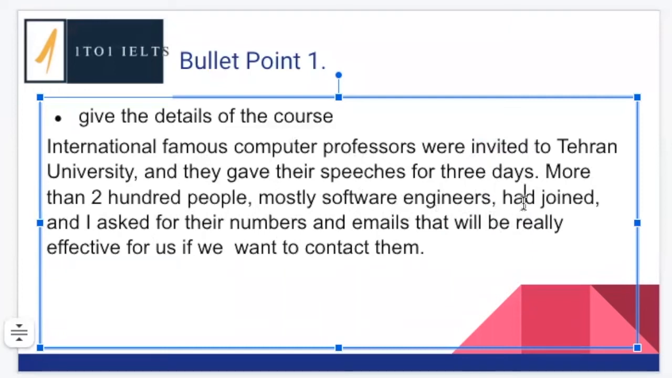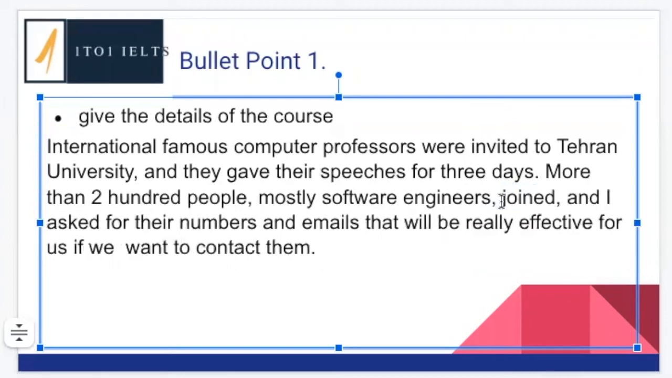Why are we using the past perfect here? So usually with the past perfect, you would use it when you have an event in the past, and then you're talking about something before that main event. Whereas here, we're just actually talking about the event. So here we can just use joined. So more than 200 people, most of the engineers joined.